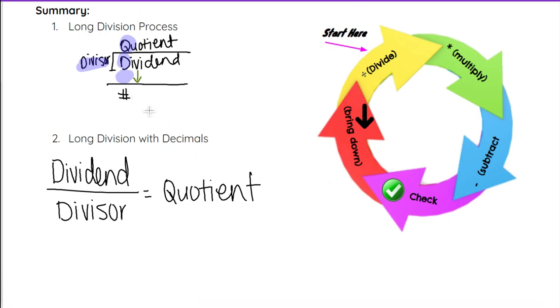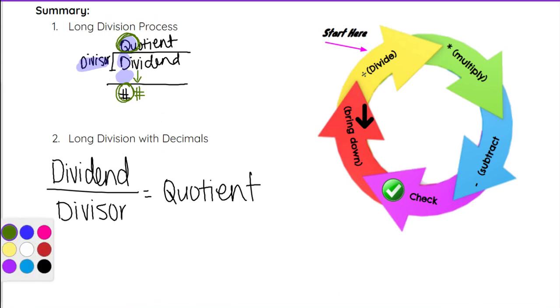Now the check part is just making sure that you did in fact pick the largest possible number to go here, so that when you multiply it by the divisor, you end up with a number, the difference right here once you subtract, that's smaller than the divisor itself. So that's the check part in this little cycle here. And then again, you're always bringing down that next number once you have that number from your difference.